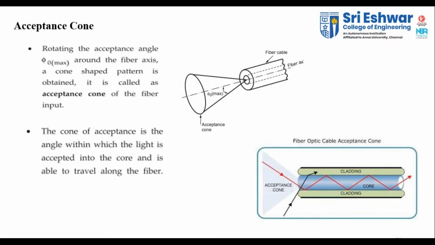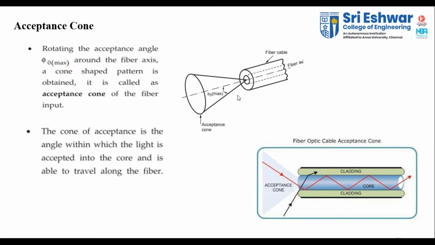The next one, the acceptance cone. Please see the diagram. Diagram 1, for instance, is for your phi 0 max, the accepting angle. This is your core and this is your optical cable, and the next one is the cladding. There is a buffer, etc. Consider rotating your cable. Light rays are passed inside the core. Now imagine rotating it; that is rotating the accepting angle.